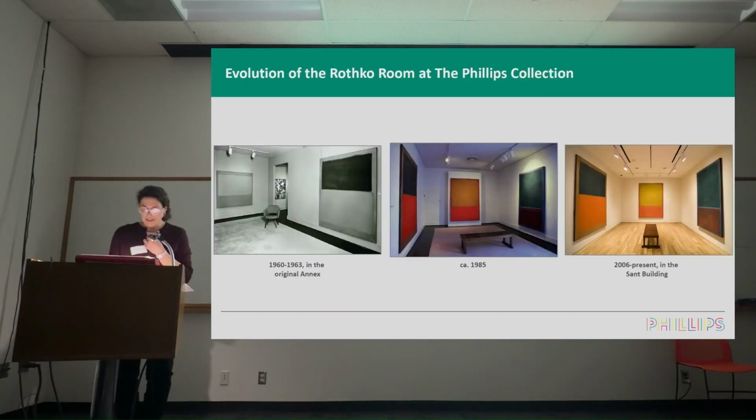Even while the presentation of the permanent collection at the Phillips changes frequently, the Rothko room has remained constant for 60 years with few interruptions. With the 2006 expansion of the museum, the Rothko room was relocated to the new building, but retains its original orientation, proportions, lighting, and layout.